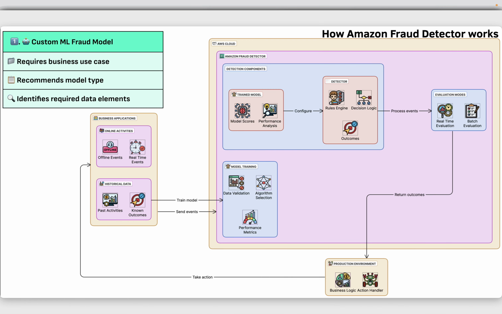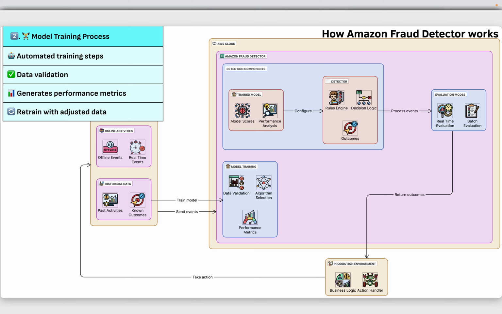Next is how fraud detector works. So Fraud Detector builds a custom machine learning fraud detection model that requires your business use case, recommends an appropriate model type, and identifies required historical data elements for training. The automated model training process validates your data, performs optimizations, generates performance metrics and scores, and allows retraining with adjusted data to improve results.